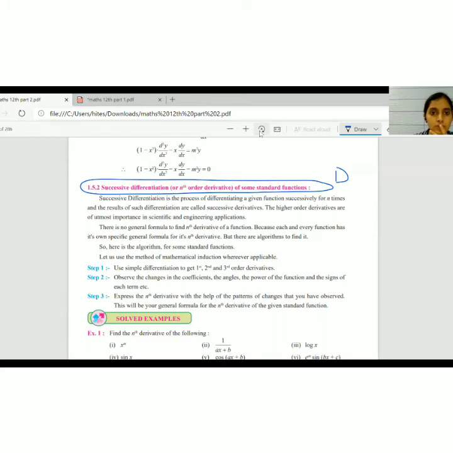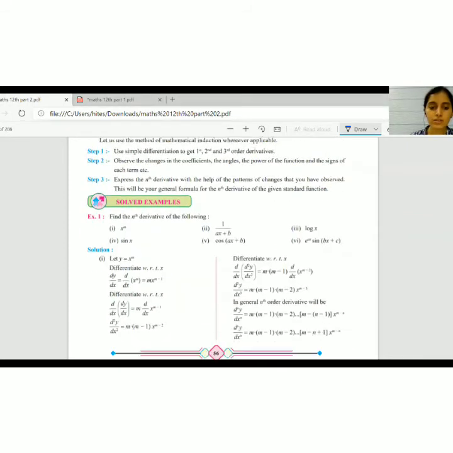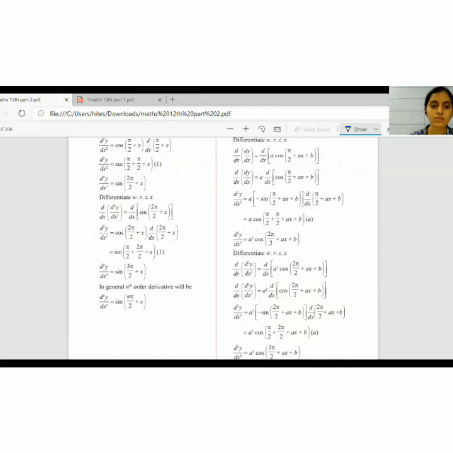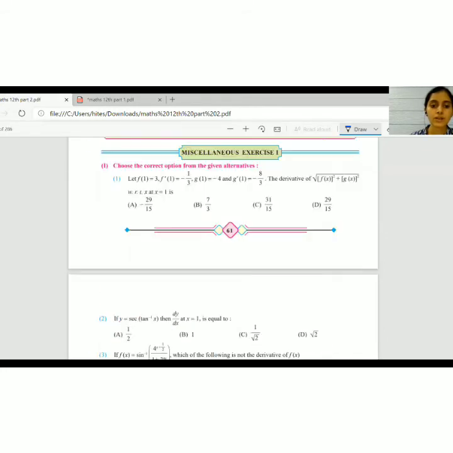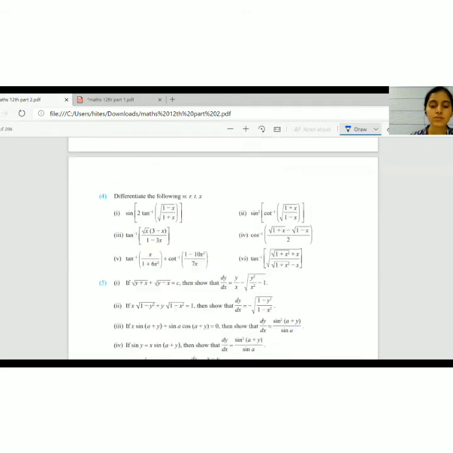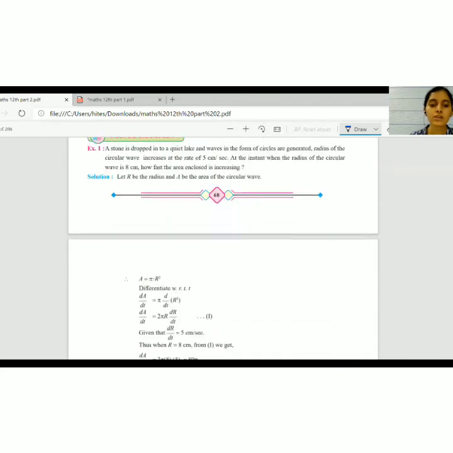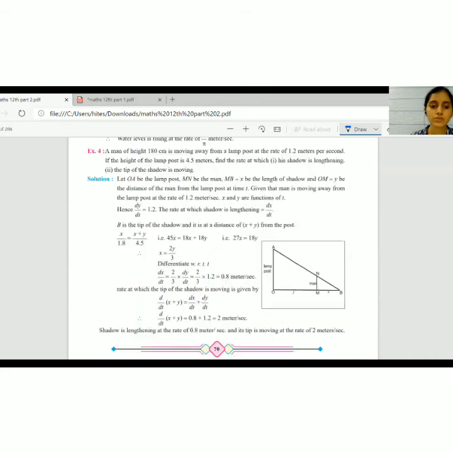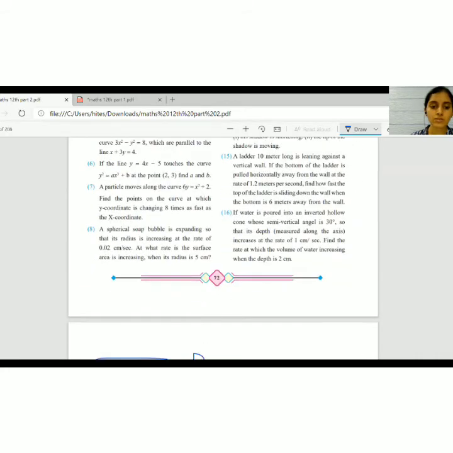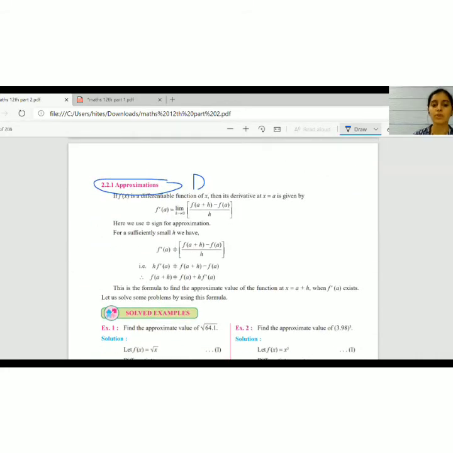Yes, so in the textbook, 1.5.2, the first chapter, differentiation, successive differentiation is excluded, nth order derivative. Okay, let's move to the next one. That's the second chapter, application of derivatives. Now in applications, they have excluded approximations. Okay, one topic is approximations, that's not there, which is 2.2.1.